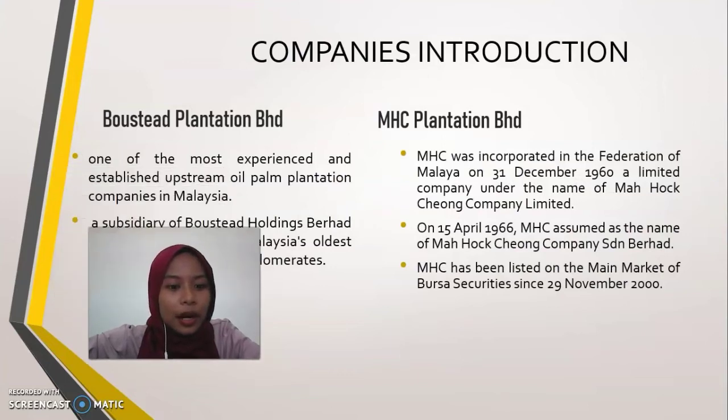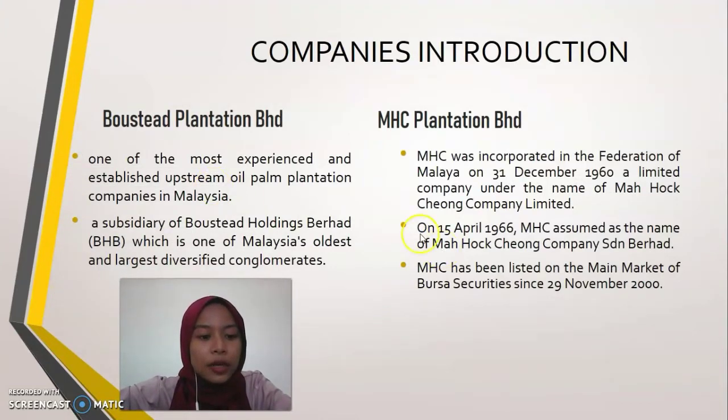So I will be presenting these two companies' financial ratios by comparing with their own performance for 3 years, which is 2016, 2017 and 2018, and also making cross-sectional analysis for the year 2018. These two listed companies are Boustead Plantation Berhad and MHC Plantation Berhad.